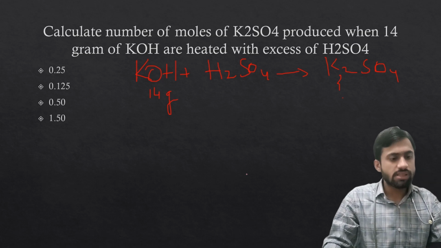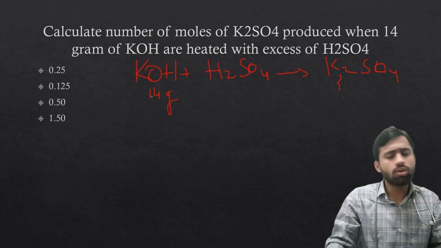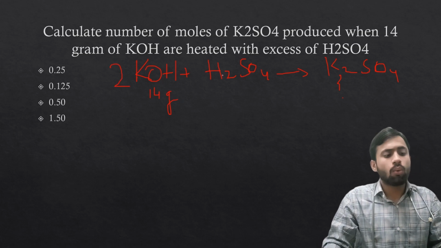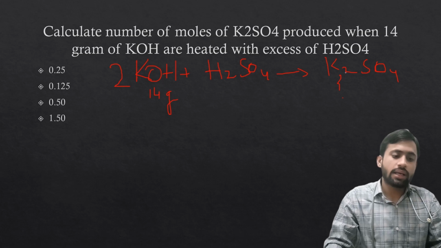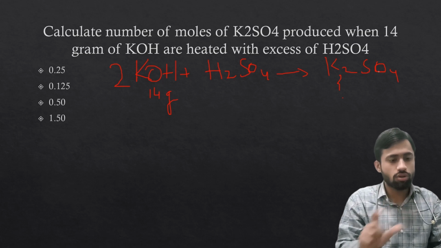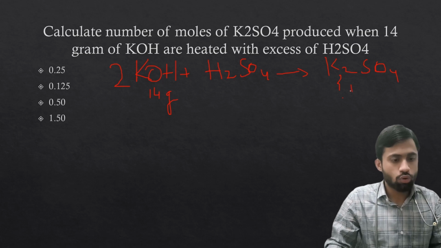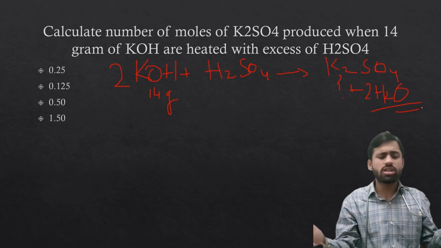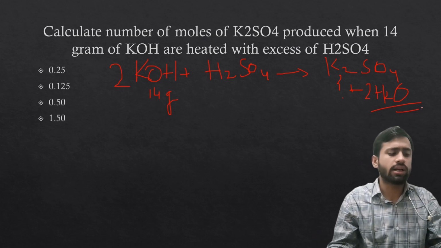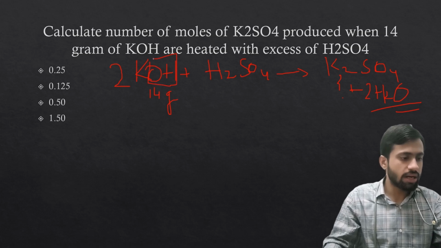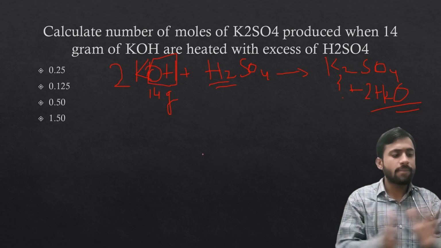Again, first of all you have to balance the equation. 2 moles of KOH will react with 1 mole of H2SO4 and K2SO4 will be formed. How did I balance? I looked at potassium and it was not balanced, so I put 2 moles of potassium. Secondly, you will have 2 moles of water as a byproduct in this reaction, which is not really necessary to write down. Basically 2 OH from this side and 2 hydrogen from this side will combine to make water.